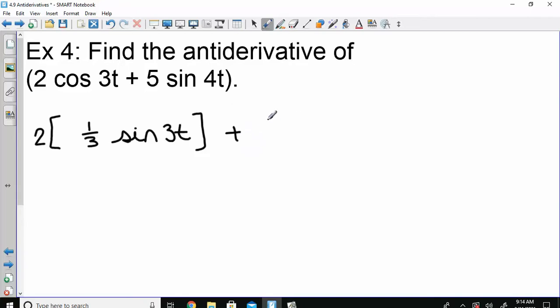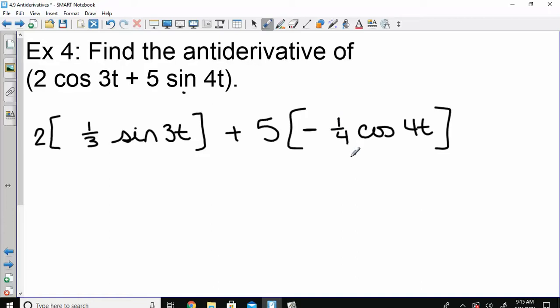Okay, let's talk about this one. The 5, let's just hang on to that for a second. What has a derivative of sine? The derivative of cosine is negative sine. Since I want a positive sine, I would have to put a negative here. The angle would stay the same. But then you would have to take it times the derivative of 4t, which is 4. So what do I need to put in front of this? A 1/4 to cancel that. Does everybody see where I got my 1/3 and 1/4 from?